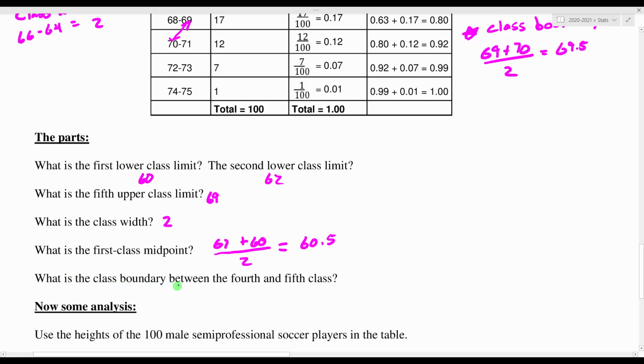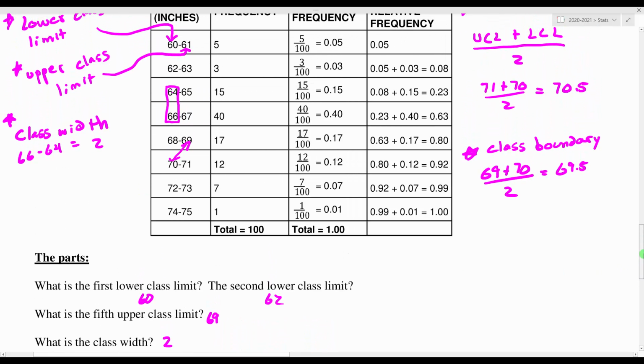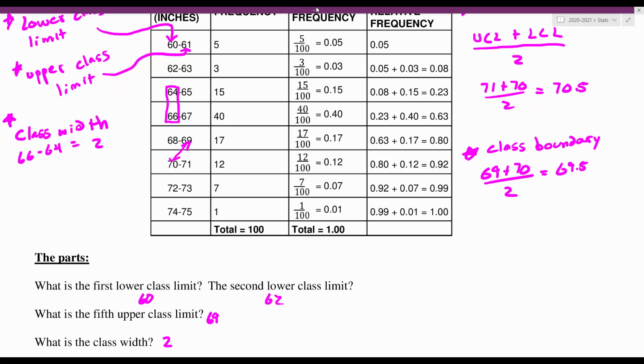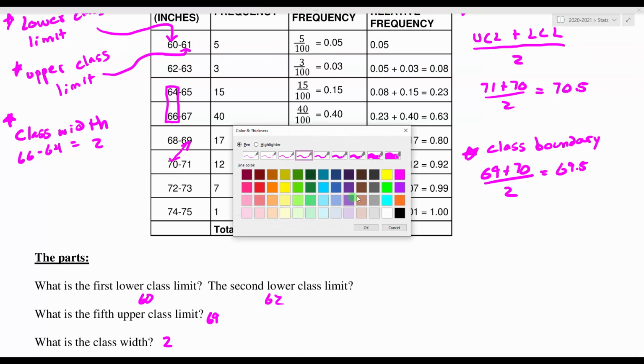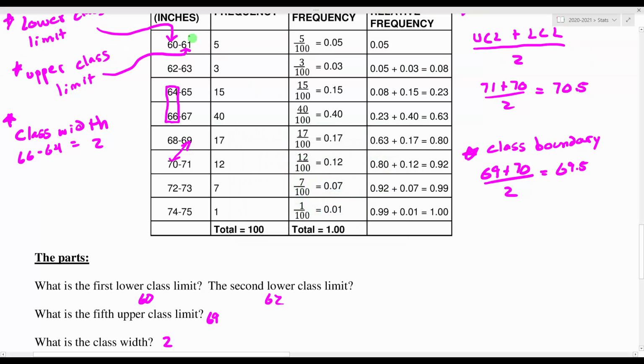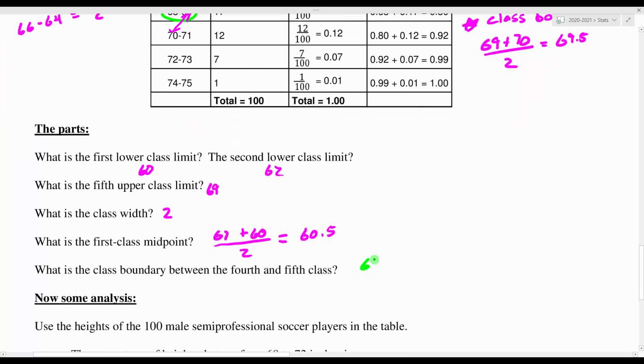Then they want to know the class boundary between the fourth and the fifth class. Let's count those out: 1, 2, 3, 4. Here's class 4, and I'll change colors here, let's go with green. So 1, 2, 3, 4. This class and this class are our fourth and fifth class. They want to know the midpoint between those classes, so what's the midpoint between 67 and 68? I would do 67 plus 68, divide by 2, and you would get a class boundary of 67.5.